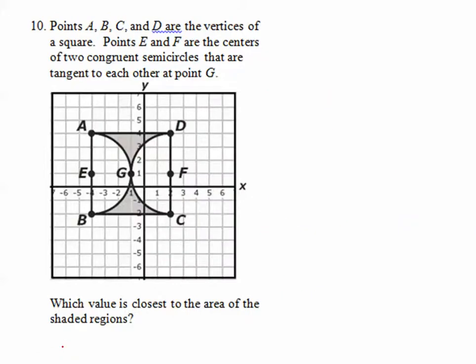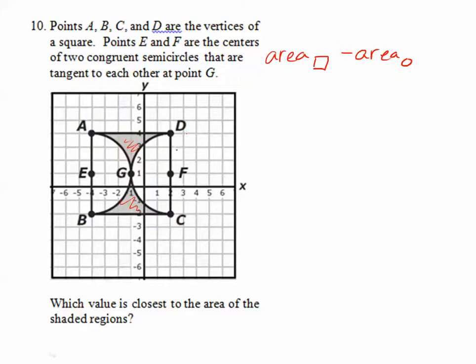Points A, B, C, and D are the vertices of a square. Points E and F are the centers of 2 congruent semicircles that are tangent to each other at point G. Which is the value closest to the area of the shaded region? So well, first I need to find the area of my square, and then I need to subtract the area of my 2 semicircles, which make 1 circle, and then I'll be left with this shaded region.